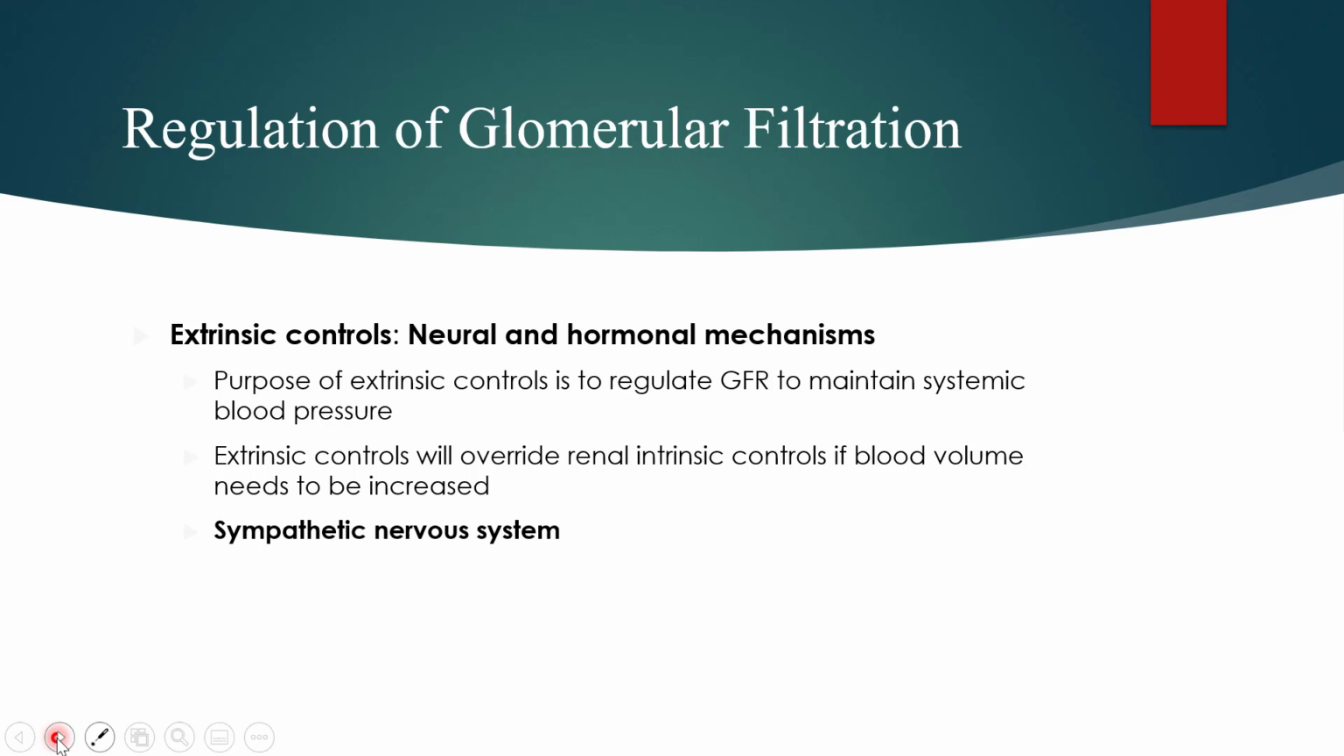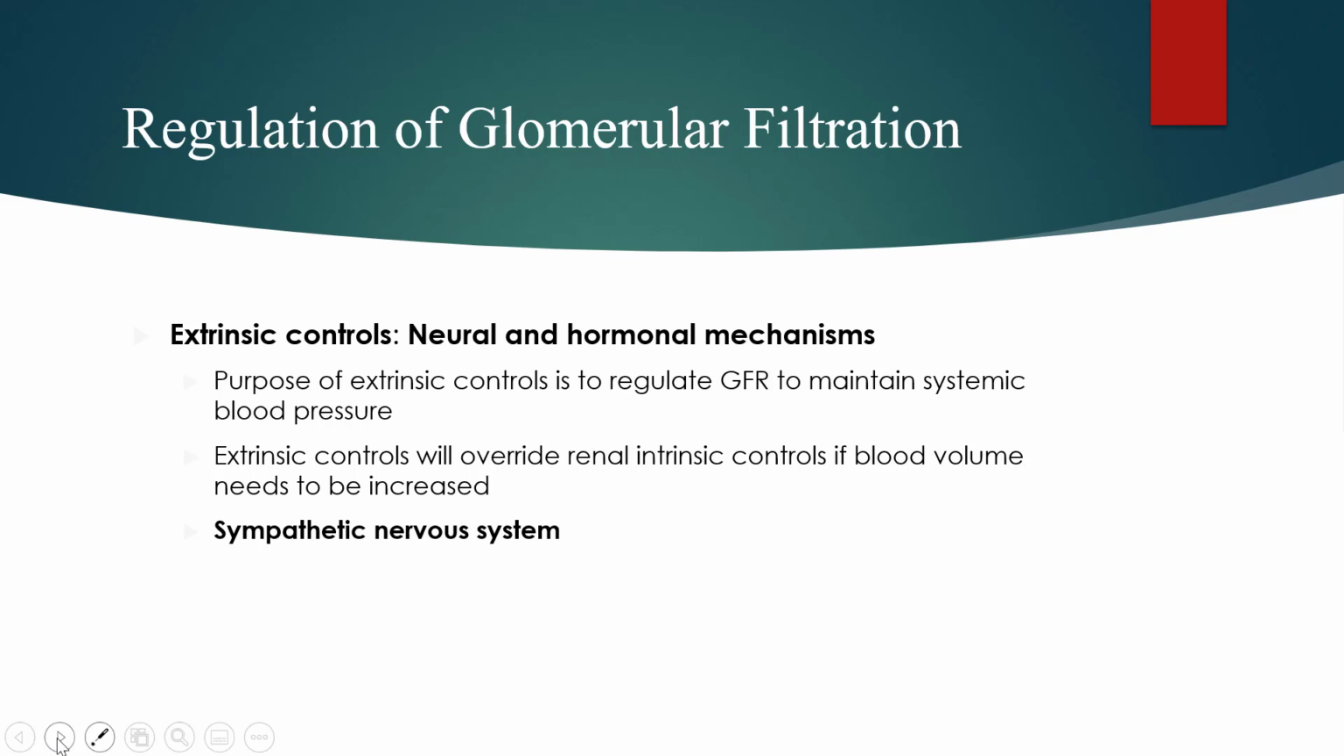And so let's take a look at the extrinsic control of glomerular filtration, which is neural as well as hormonal. Now, take note that the purpose of your extrinsic control is to regulate the glomerular filtration rate to maintain systemic blood pressure. And the extrinsic control will override the renal intrinsic controls if your blood volume needs to be increased, most especially in cases of accidental loss of blood, maybe because of hemorrhage or something.